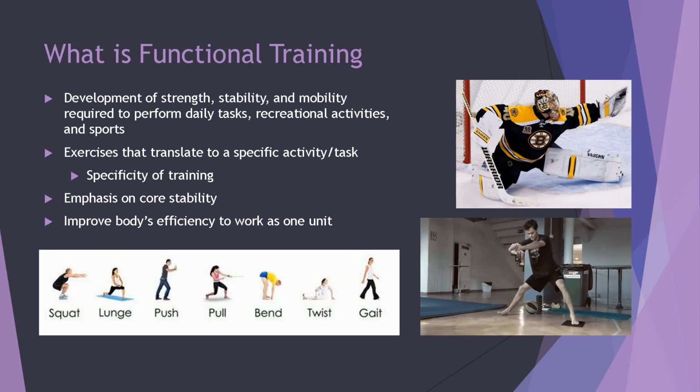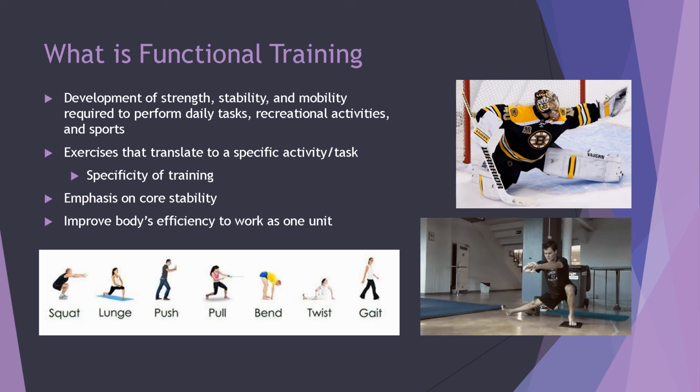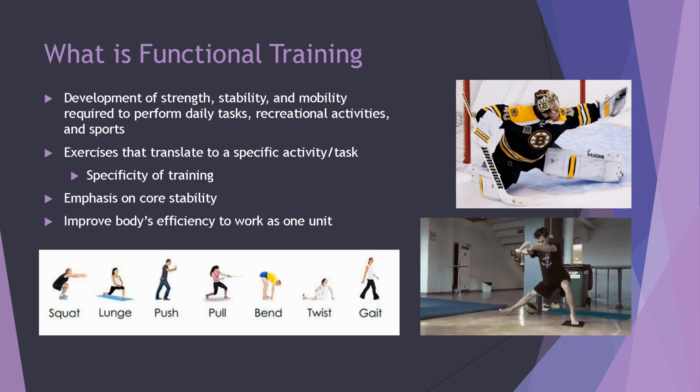Then when we begin to talk about functional training, it is the development of strength, stability, and mobility that is required to perform daily tasks, recreational activities, and sports. We talk about specificity of training here, where we're performing exercises that translate to specific activities or tasks. Functional training is always going to place emphasis on core stability or core strength, as highlighted in the last slide. And overall, our goal is to improve the body's efficiency to work as one unit.